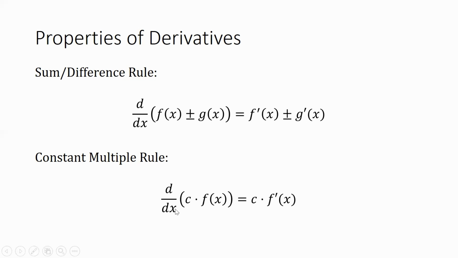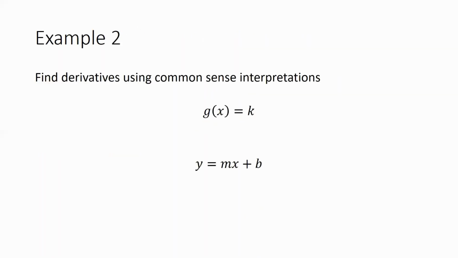The other rule that we have is the constant multiple rule. And that says if you have a constant number, c, multiplied times a function, and I want to take the derivative of that, then it's just going to be the constant number multiplied times the derivative. So these are really nice rules. The sum difference rule and the constant multiple rule allow me to take lots of derivatives.